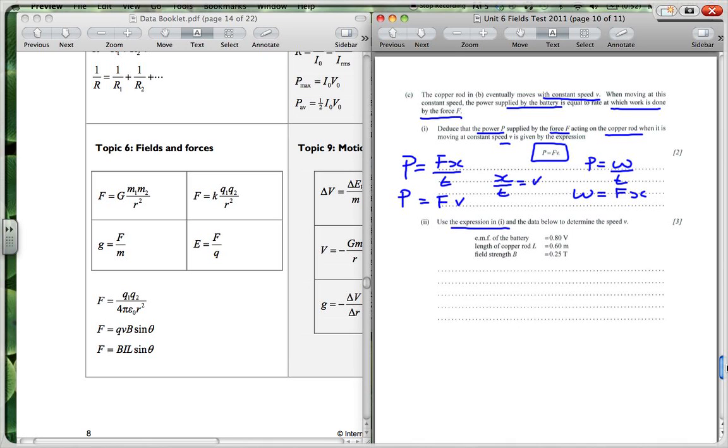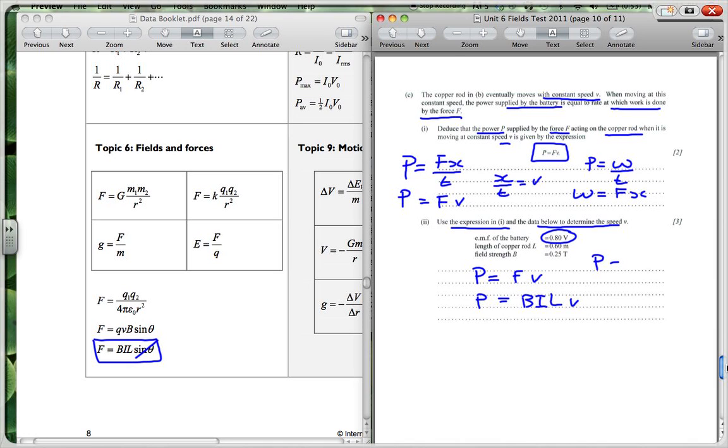Then it says use the expression in 1 and the data below to determine the speed v. So we have in this case over here, we have our power is equal to F times V. Now we know that the force is given by this formula over here. So because again, as I said, we're working at 90 degrees between the direction of the current and the magnetic field, we're therefore going to have power is equal to BIL times V, like that. Now we are given in this that your V is that.